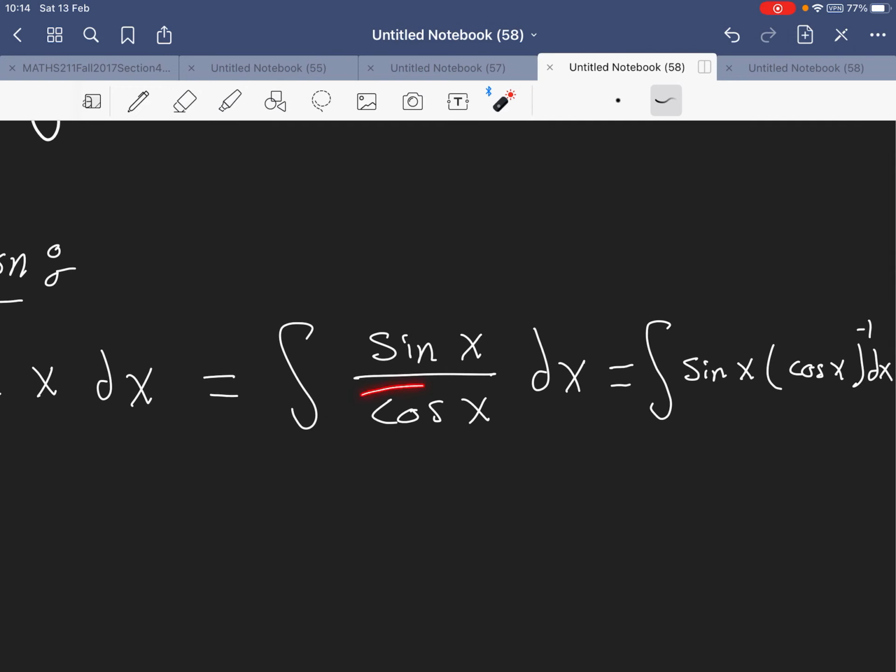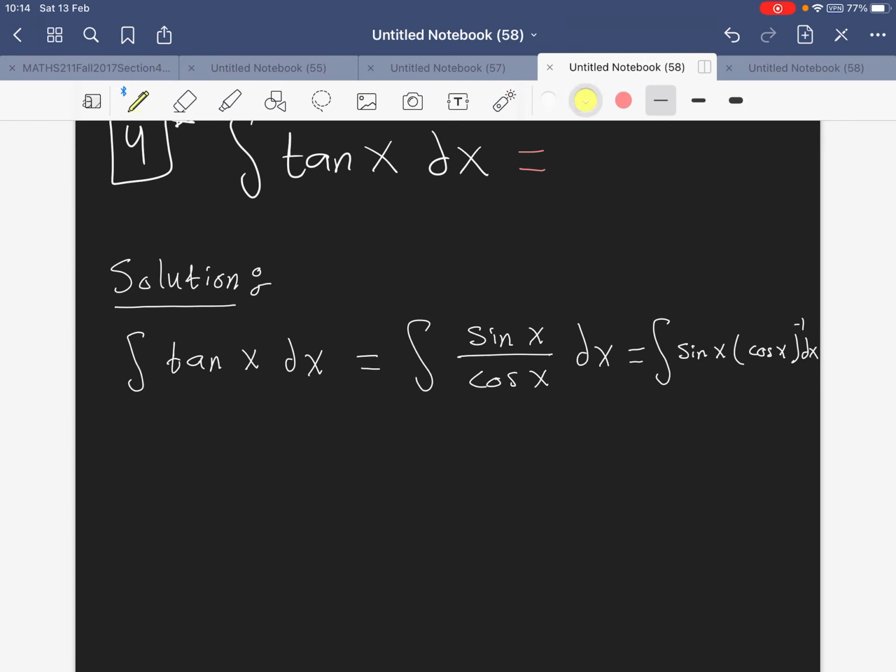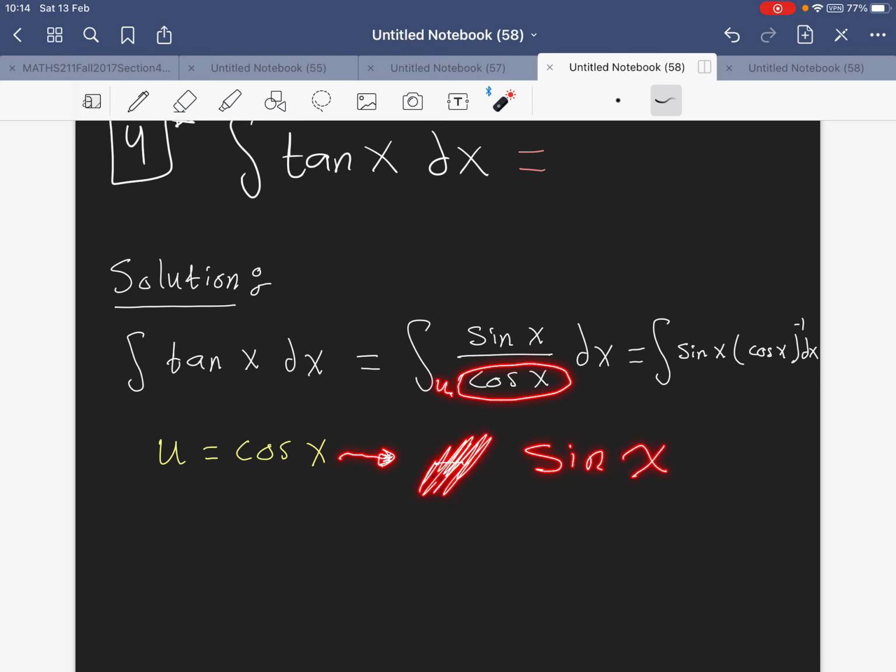So I will use this one here, the cosine, to be my u. And I will check if this is a good choice or not. So u equals cosine x. Now how do we make sure that if this is u, we have a good choice? We take the derivative of cosine, which is minus sine x. Forget about the minus. Do we have sine x somewhere in the integral? Yes, we have it there. So we need to proceed.